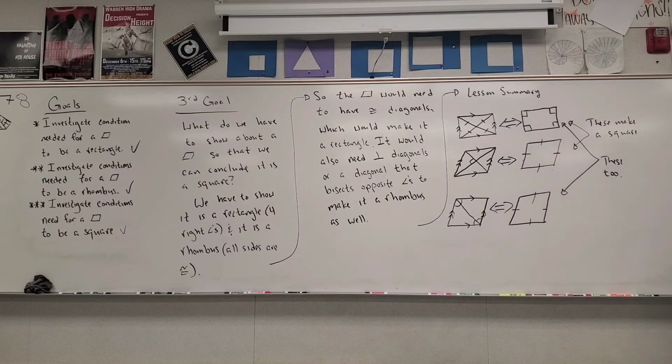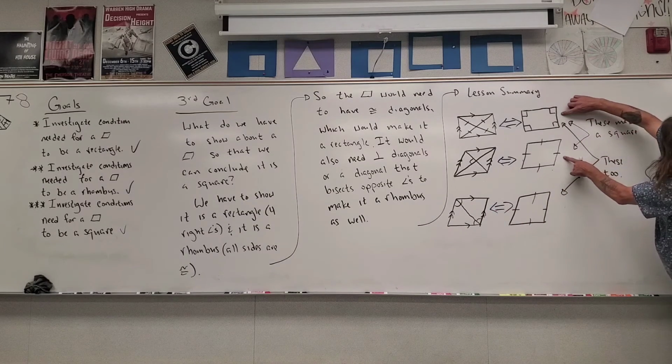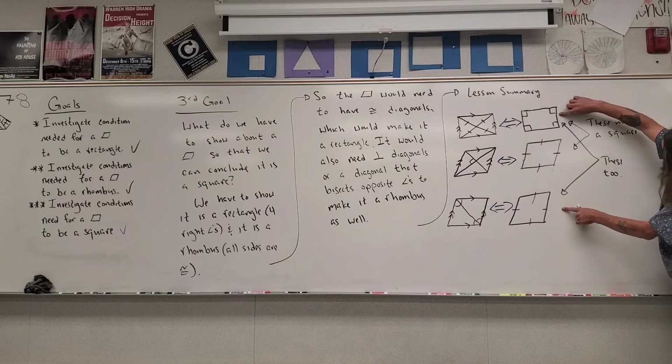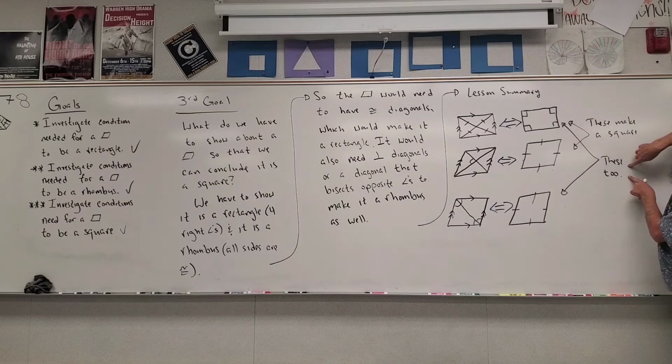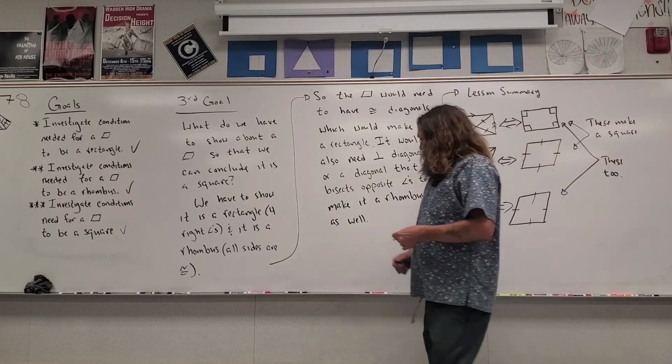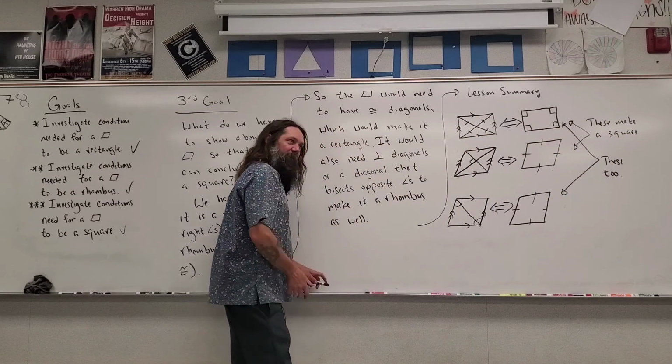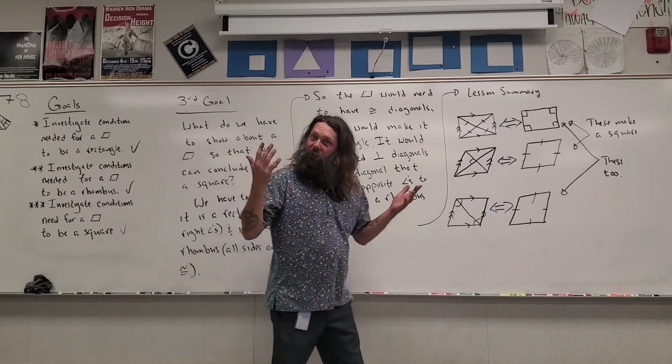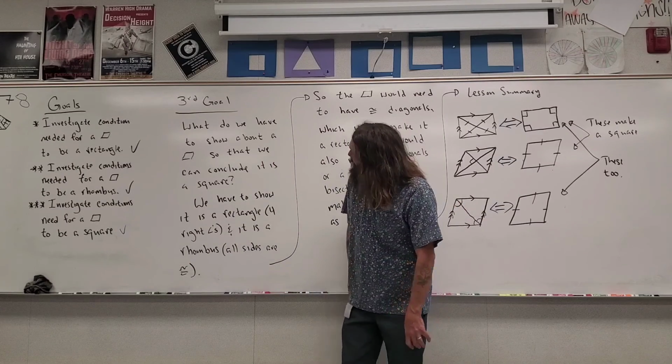Right? And so finally, if I have these two conditions, I have a square. Or if I have these two conditions, I also have a square. Okay? So see if you can draw what that looks like and get a better understanding of what a square is. So I'm going to go ahead and end this lesson here.